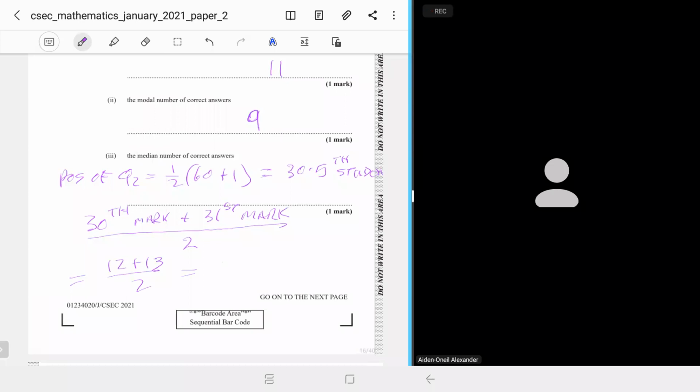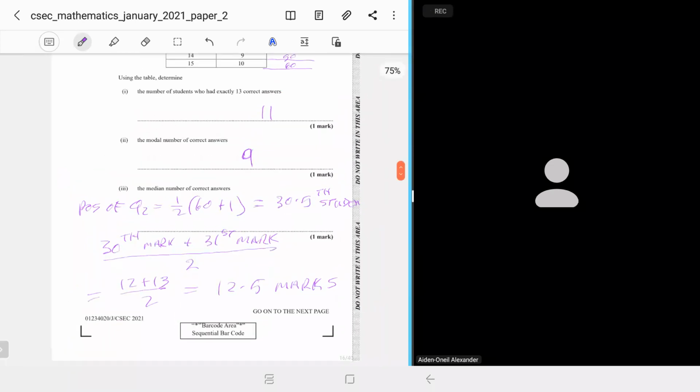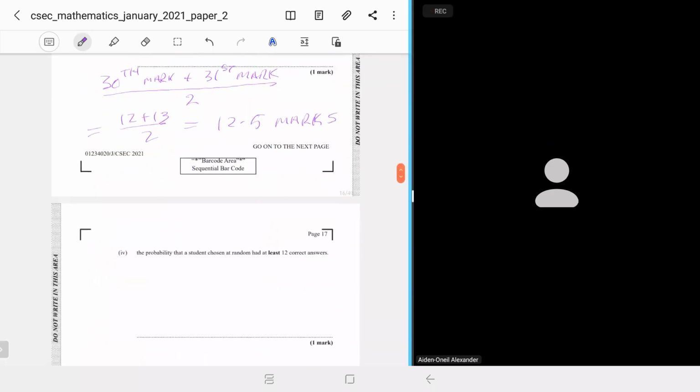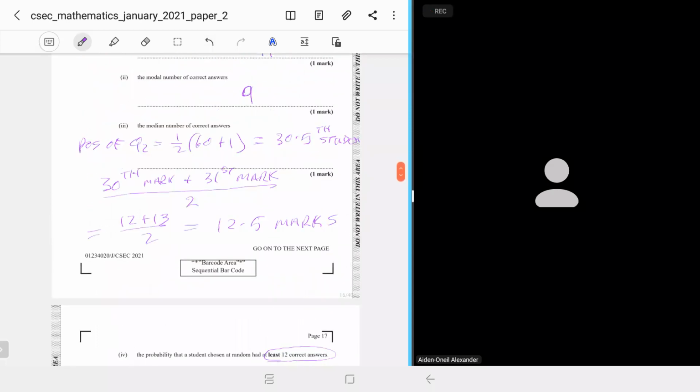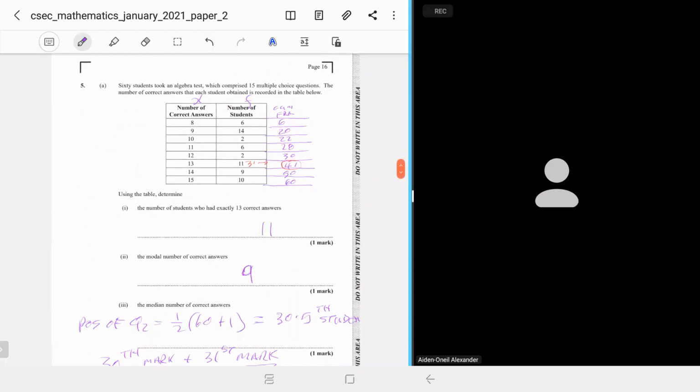So therefore 12.5 marks is the median mark. That's a nice question. Anything else? So, the probability that a student chosen at random had at least 12 correct answers. At least 12. We're going to do that.